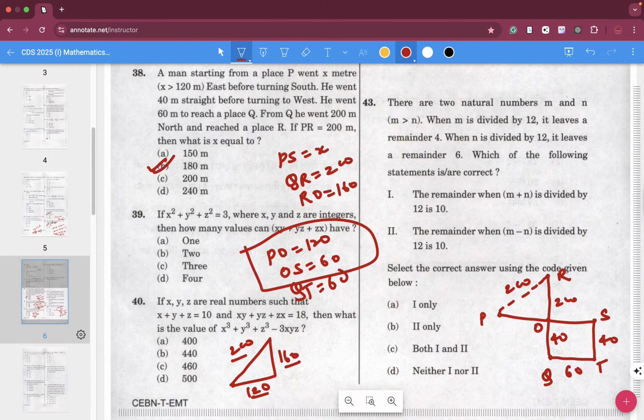If you add these two, how much do you get, folks? 180. What is the answer? 180 over here is your answer, folks. Easy one, not so difficult. Let's move on to the next question.